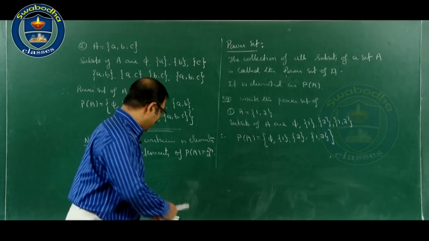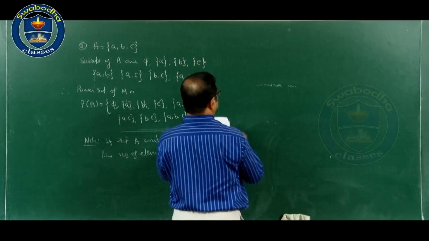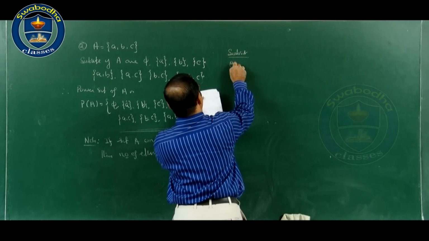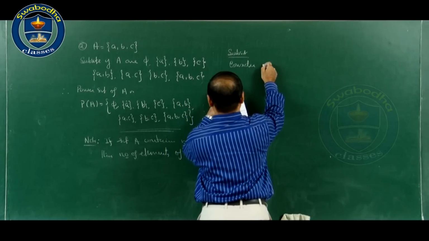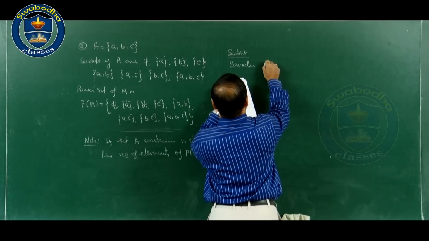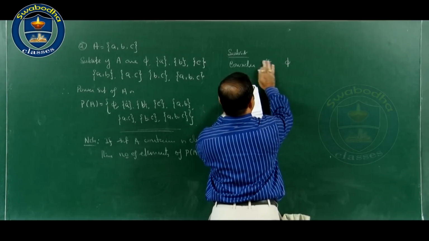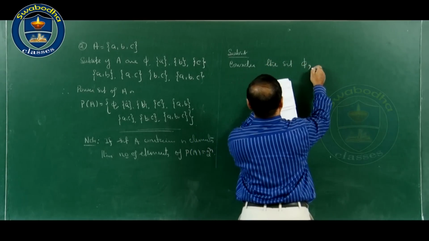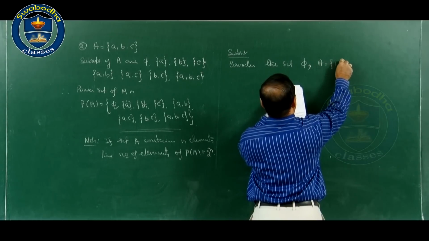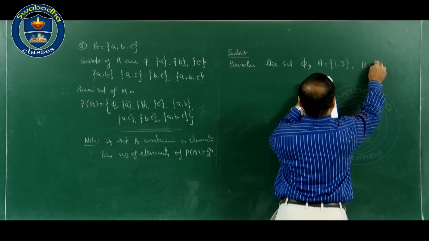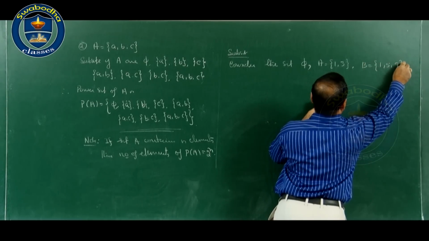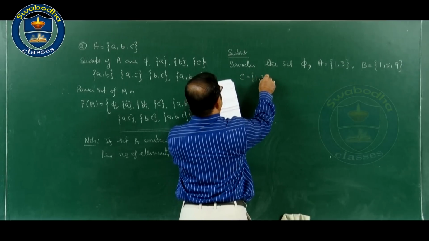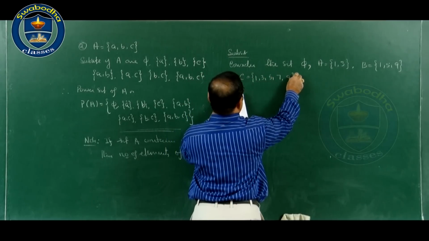Okay. Now I'll give you one more example. It is for subset. Consider the sets: null set, A = {1, 3}, B = {1, 5, 9} and C = {1, 3, 5, 7, 9}.